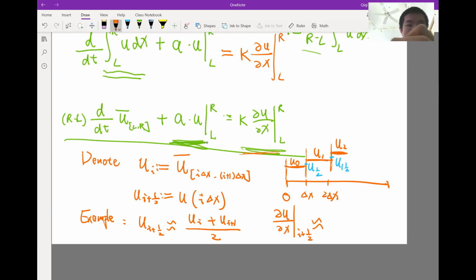So essentially, what I'm trying to approximate is the slope. What is the slope here? I approximated the value. Now I need to approximate the slope. Can we just use the difference, like u2 minus u1 divided by delta x? That's an excellent suggestion. How about just u_{i+1} minus ui divided by delta x? That's actually the most popular approximation of the derivative at the interface.